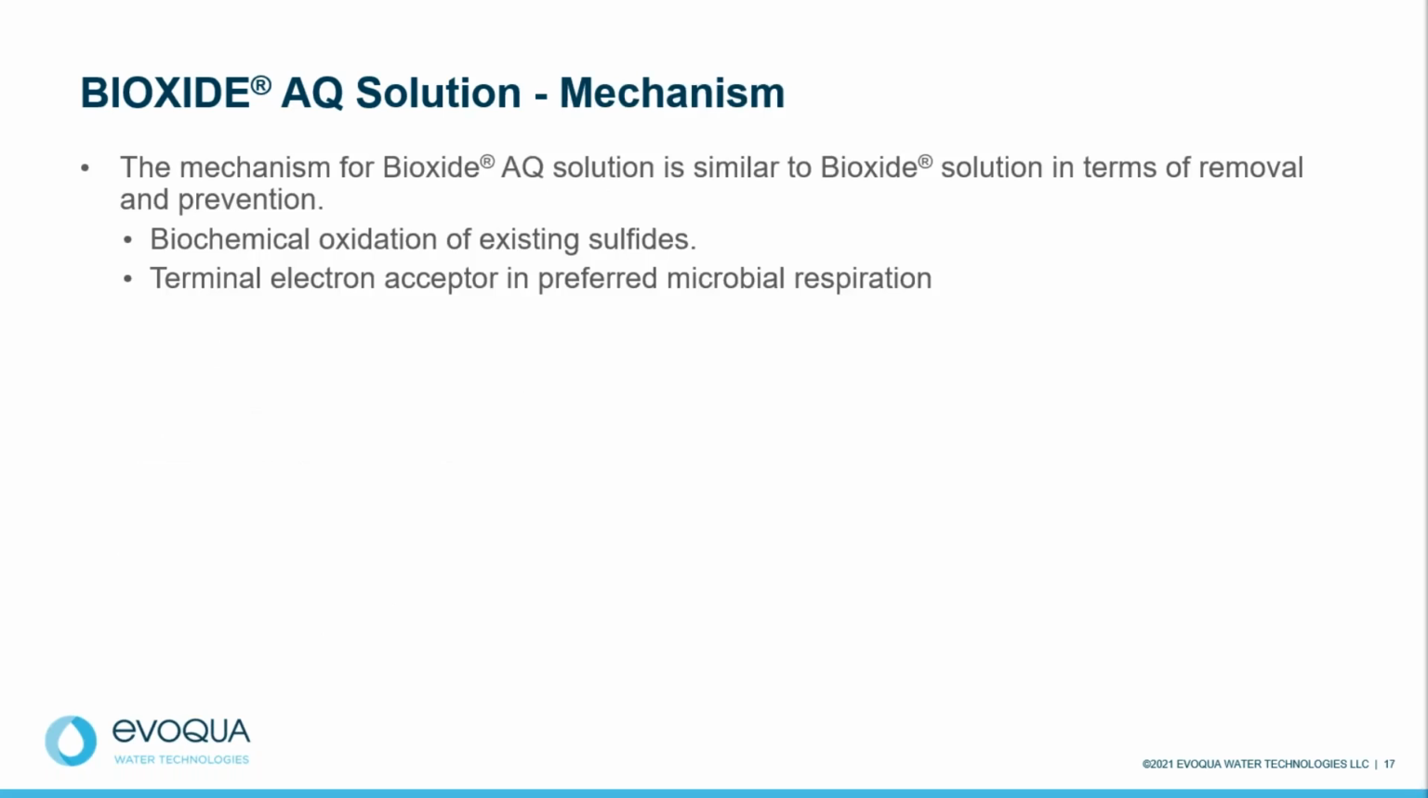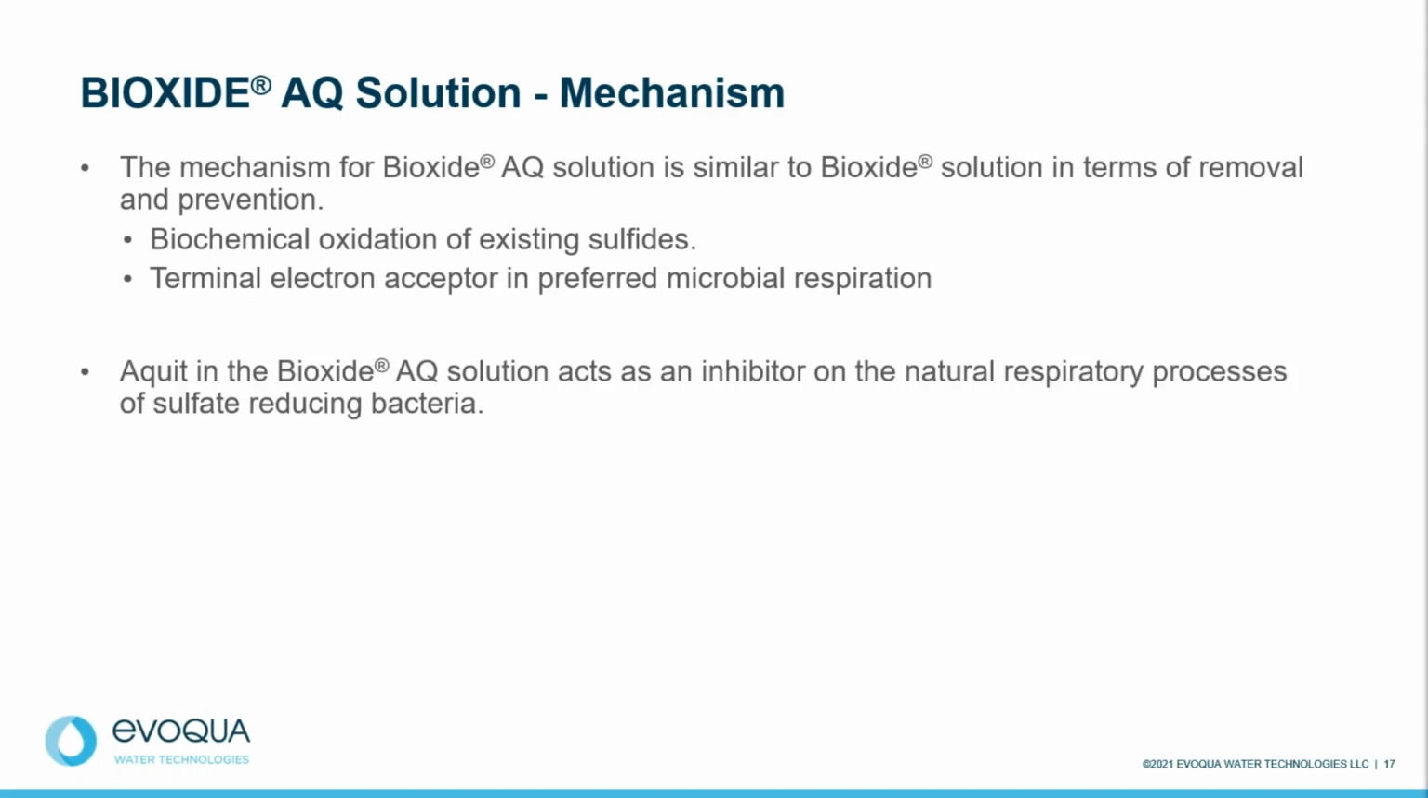Moving on to the mechanism for BIOXIDE AQ, it is very similar to that of the other nitrate solutions, the BIOXIDE solution as well, in terms of removal and prevention. In terms of removal mechanism, it helps remove the already pre-existing hydrogen sulfide gas molecules by biochemical oxidation of existing sulfides, and the prevention mechanism works by providing an alternative oxygen source to the microbiology present in wastewater.